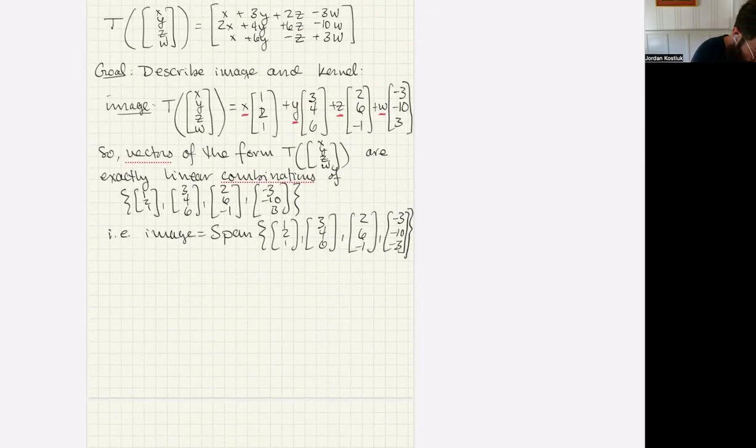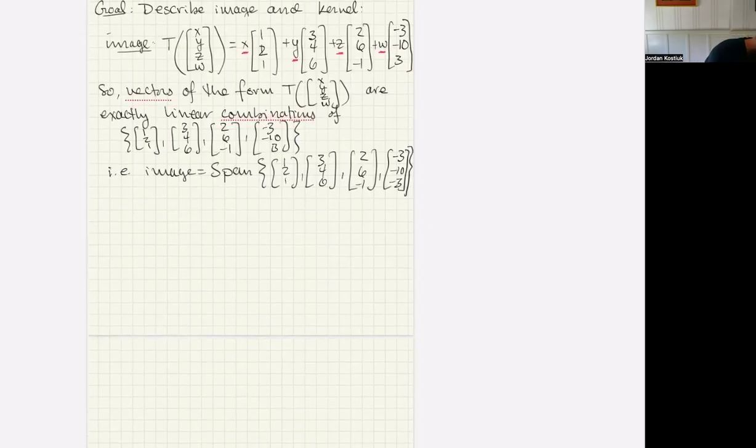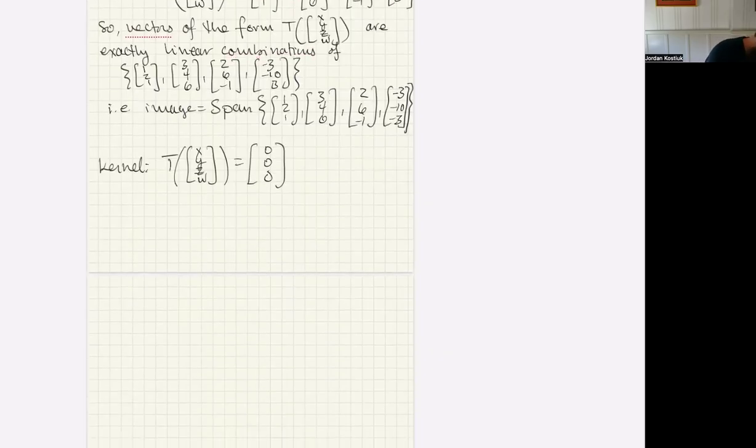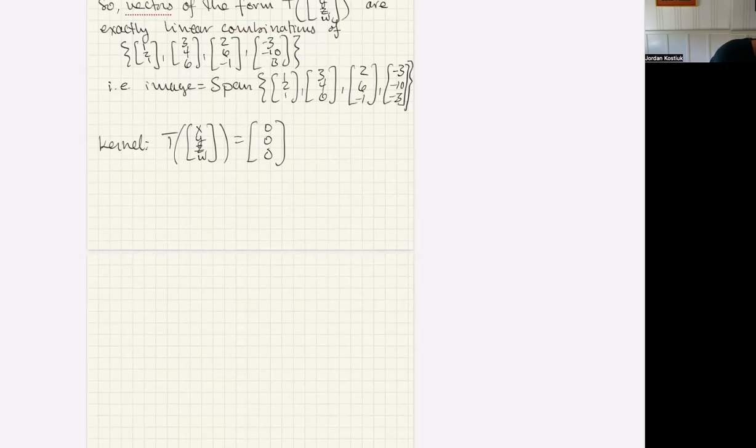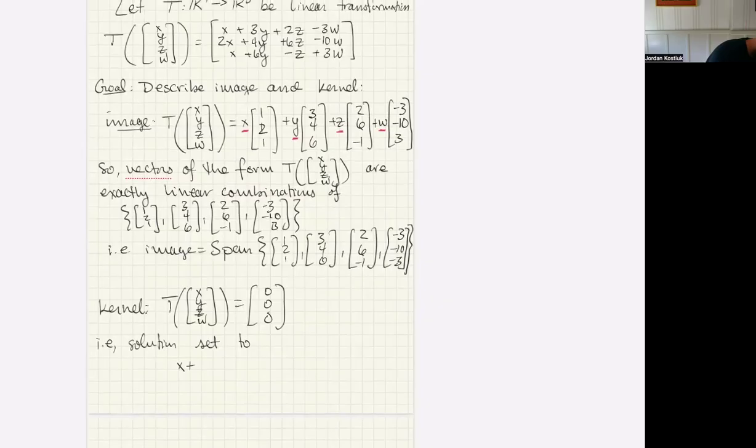All right, so likewise, let's work on the kernel. The kernel consists of all of the vectors that get mapped to the zero vector. So in other words, this is nothing more than the solution set to a homogeneous set of equations. Scroll up here so we can see it.